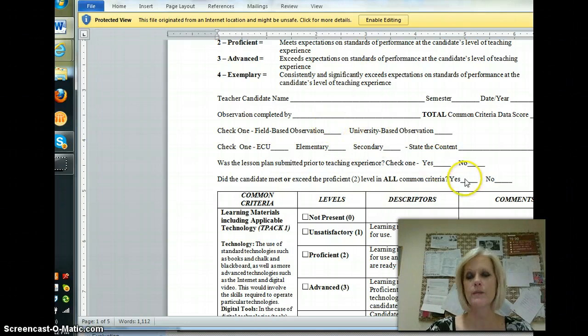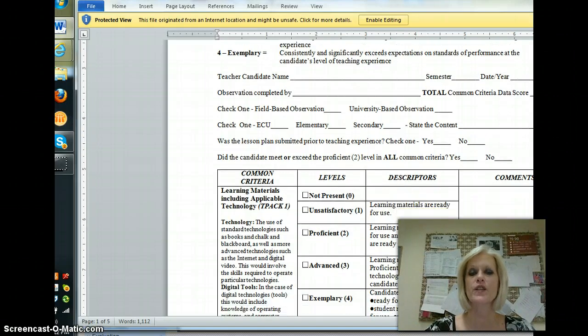And then you need to make sure that your lesson plan has been submitted to your mentor teacher at least 24 hours before you actually teach a lesson, and I'm sure you'll be having lots of conversations and getting your materials ready, so I know she'll be familiar with your lesson plan. And then your mentor teacher will indicate if you met or exceeded the proficient level in all the common criteria areas.